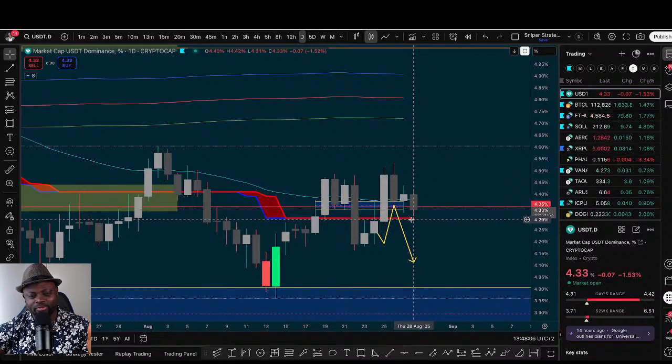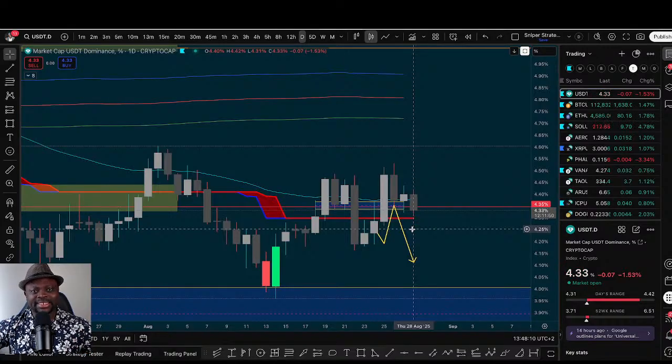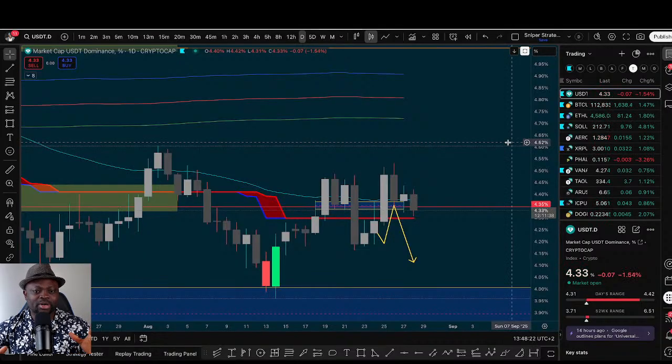Now, the daily time frame usually is the time frame that sets the day, that sets price action for the day. You look at the daily time frame to determine what price is going to do that day. And when you see that dominance is trading above the 50-day moving average, you are now looking for short. So let's go to Bitcoin.